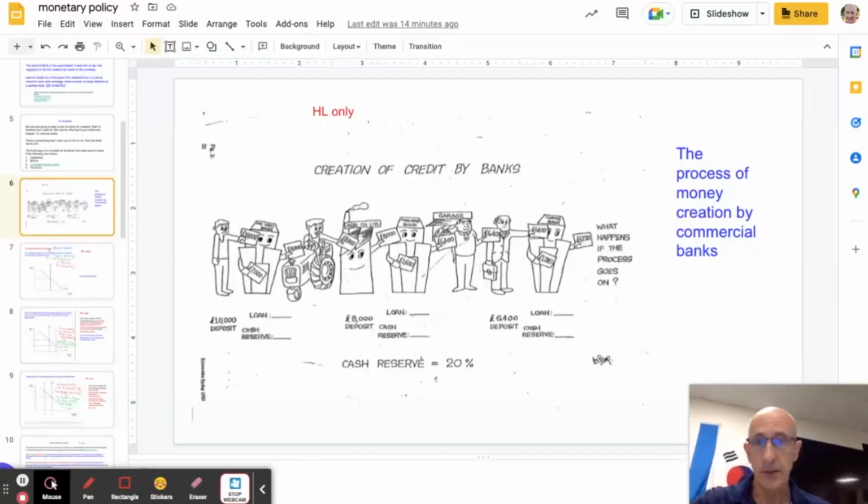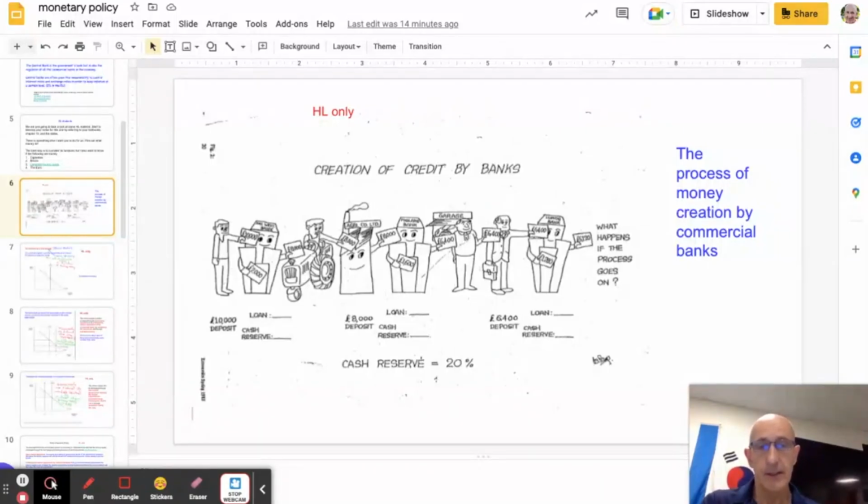We'll just come on to the second part then of these videos on monetary policy. This is just for higher level students and supplements the information that you received on monetary policy previously and in the other video. So it covers perhaps three additional items, one of which relates to this diagram here. It's called the credit creation process.